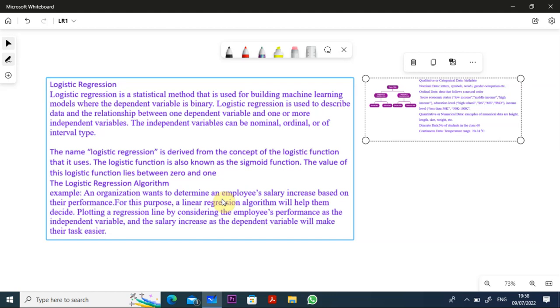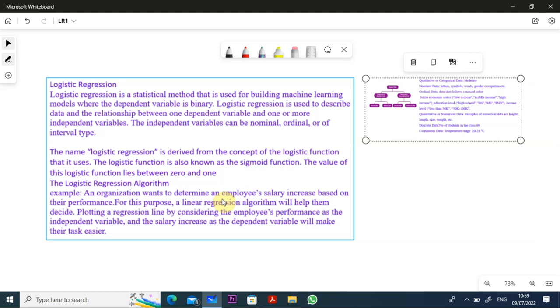And this logistic regression uses that particular type of logistic function, right? The logistic function is also known as the sigmoid function, and the value of this logistic function lies between 0 and 1. So whatever the values of this logistic function, the minimum is 0 and the maximum is 1. And for the logistic regression algorithm, let us take an example where we can understand.